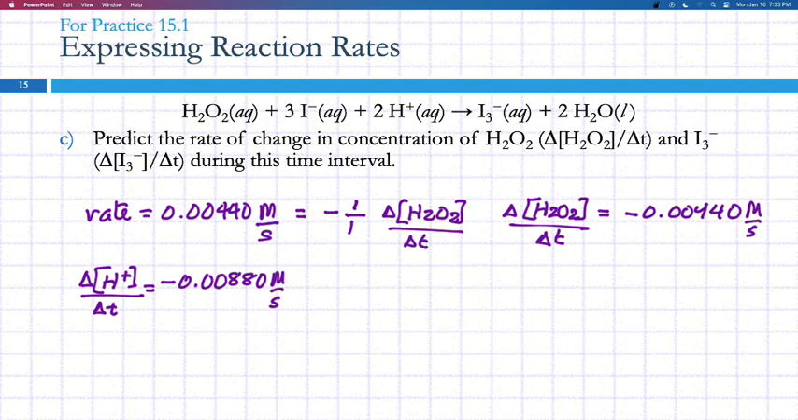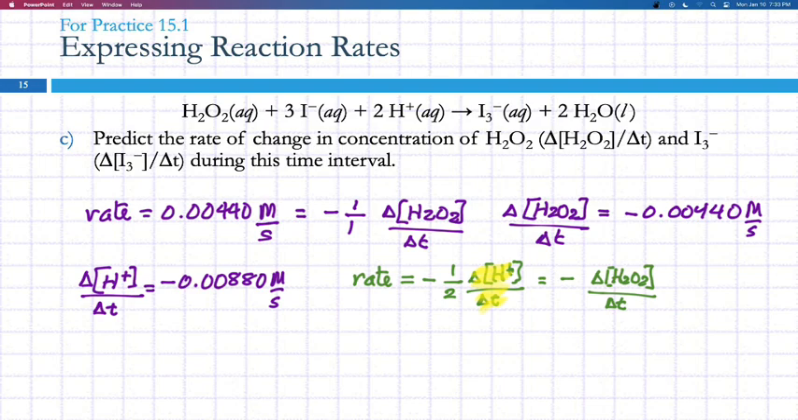So I'm going to go with a different color here. So we know that the rate is equal to negative 1/2 delta H+ over delta T, and it's equal to negative delta H2O2 over delta T. Right? And then we could put in the I minus and the I3 minus and the H2O and list them all out, but we don't need the others.